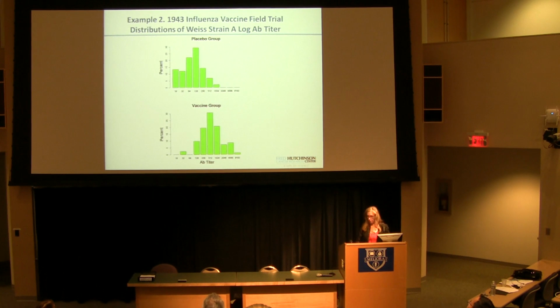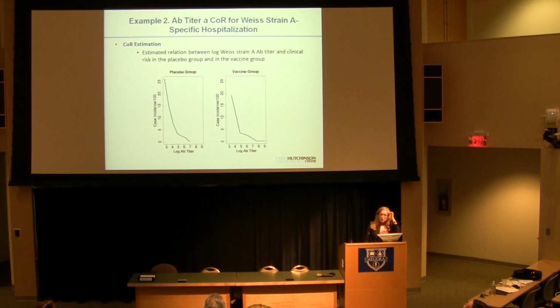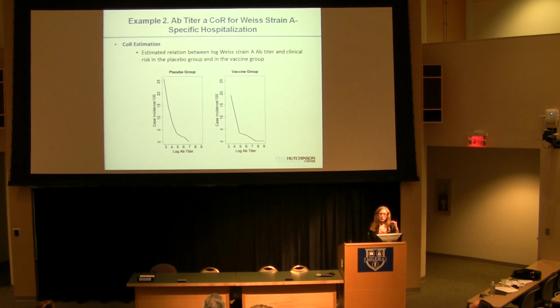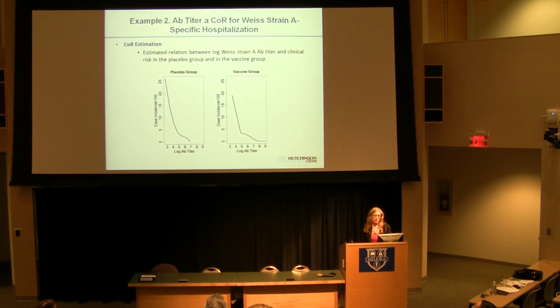And we'll talk about the problem with other diseases soon. And what you can also see here is the correlation of risk. Here we have plotted, for the placebo group and the vaccine group, the case incidence by log antibody titer.